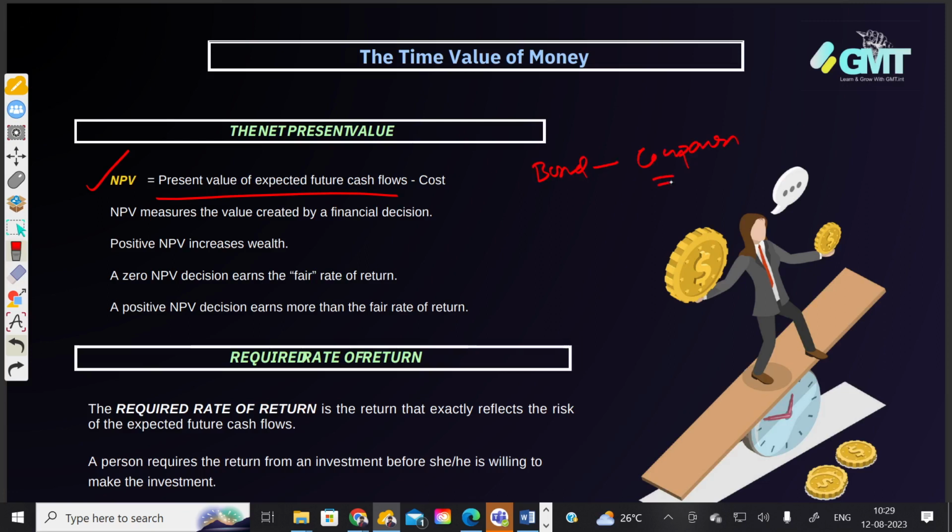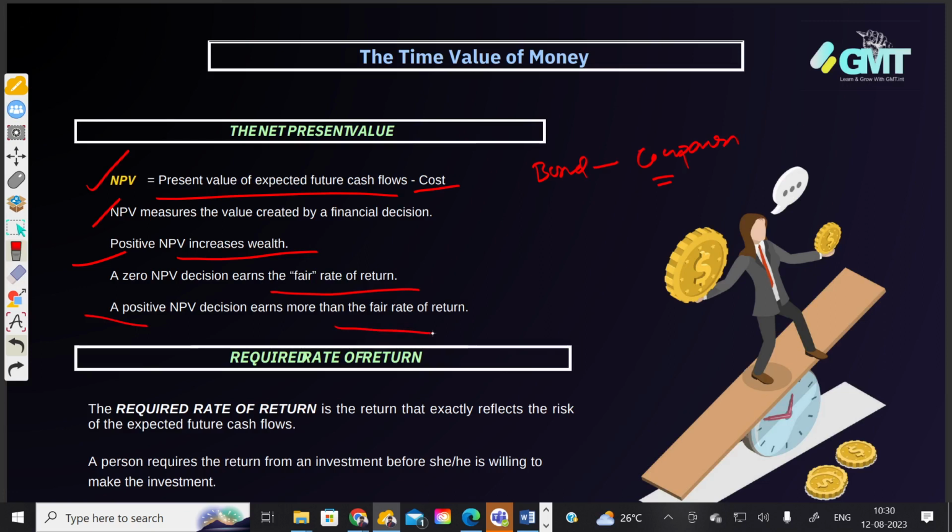All right, coupon payment. So always we'll have to minus the cost. Cost means it's the inflation rate of that particular company. All right. NPV measures the value created by a financial decision. Positive NPV increases the wealth. If the net present value of an investment is positive, then your wealth will increase, and a zero NPV decision earns the fair rate of return, and a positive NPV decision earns more than the fair rate of return.